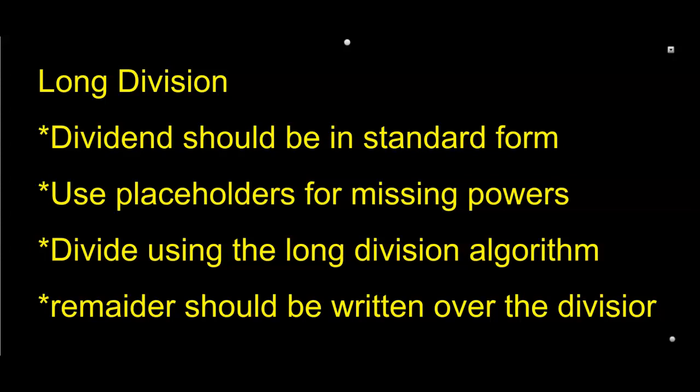So if you had an x cubed, but you did not have an x squared, you would put in a 0x squared because it would hold the place of where your x squared should be. And we will see that in our example. The next thing you'll do is divide using your long division algorithm. When you were back in elementary school, the way that they showed you how to divide, that's the algorithm you're going to use. And if you do have a remainder, you're going to write your remainder over the divisor. And again, I'll show you that in our examples.